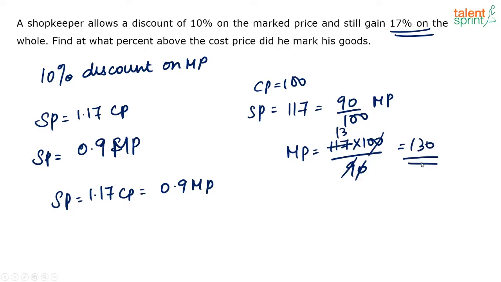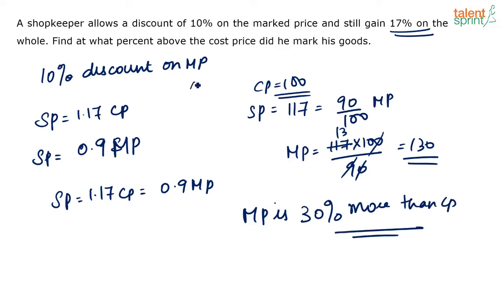Marked price is 130. So if the cost price is 100, you get marked price is 130. So marked price is how many percentage more than the cost price? 30% more, correct? The marked price is 30% more than the cost price. So instead of doing it like this, if we put in values, we get the answer faster. Correct answer is 30%. So he marked his goods 30% more than the cost price.